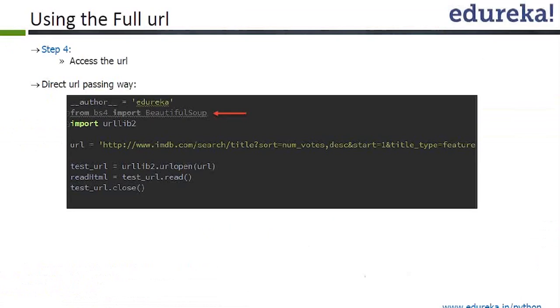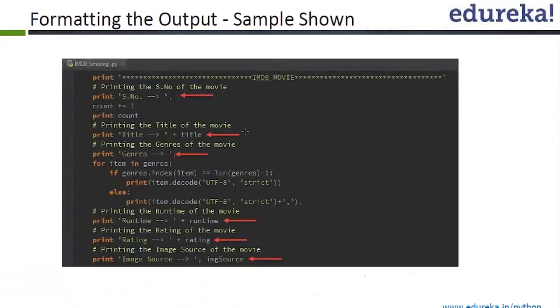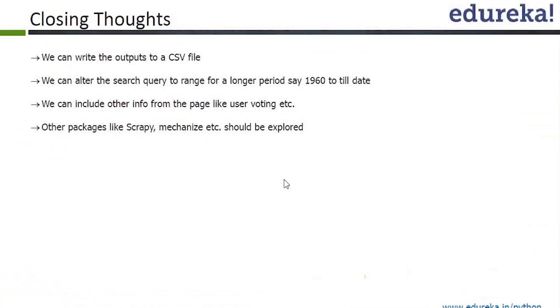So basically, that's about IMDb. Building main logic, I just explained to you. Closing thoughts. We can write the output to CSV. We can alter the search query to range for longer periods, say 1960 till date, right? That's up to us. We can include other info from page like user voting, etc. Other packages like Scrapy, Mechanize should be explored. You can go ahead and explore Scrapy and Mechanize as well.